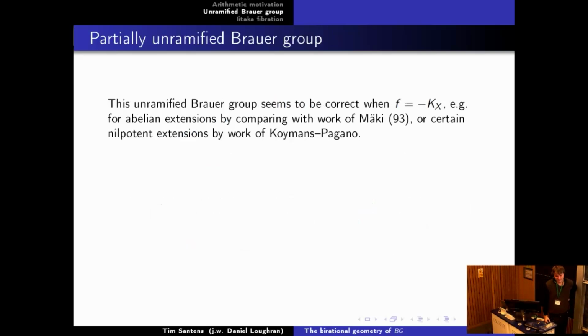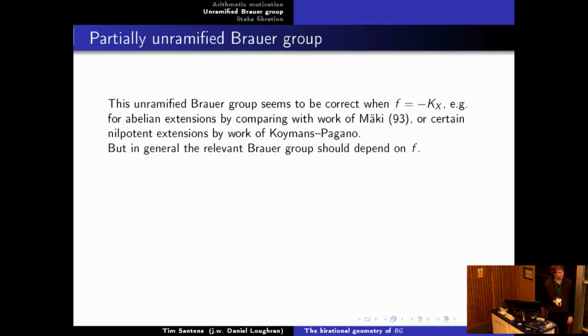So this ramified Brauer group seems to be correct when F is on the canonical line bundle. As evidence for this, it turns out that in a lot of cases in the literature the Brauer group is trivial, so maybe not so interesting. But there are some cases where the Brauer group is nontrivial. The main case is the work of Mackie on Boolean extensions. And a second case is an unpublished result of Koeman–Spejano about certain nilpotent extensions. And we can show in both cases that the relevant Brauer groups agree. But like I said, in general the Brauer group should depend on F.